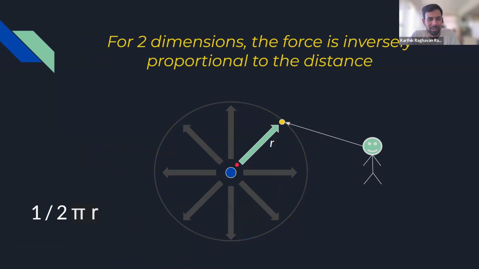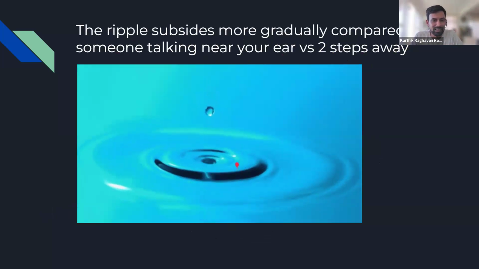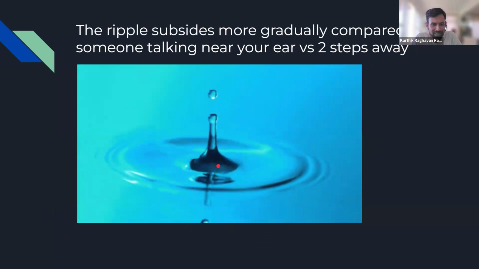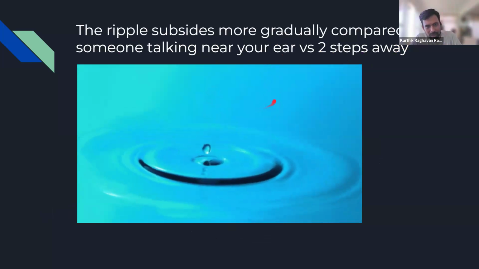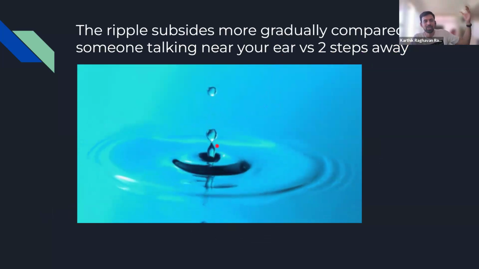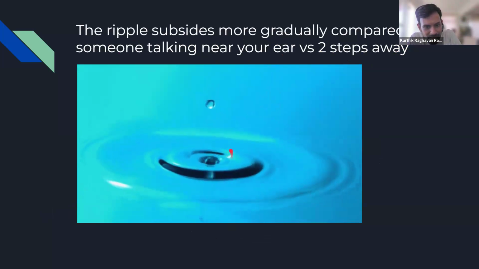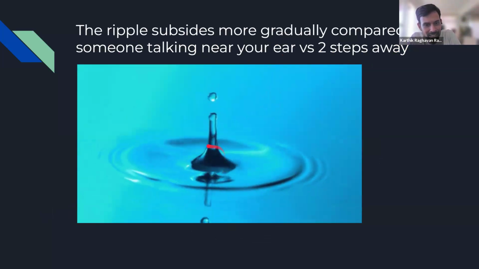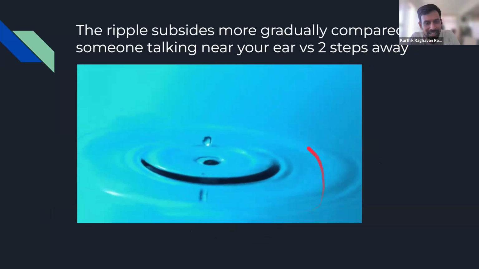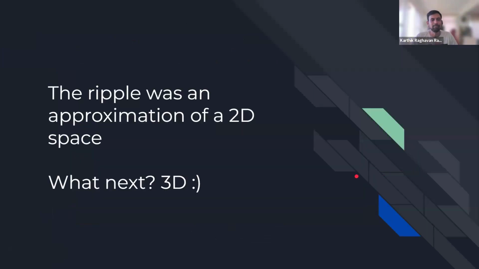So if I were to generalize this, even without thinking about circles and all of that, if I just know the source and the distance from it, I know that the force I'm going to get is maybe 1 by 2 pi r times the original force or something like that, right? Now coming back to the original picture, the ripple subsides more gradually compared to someone talking near your ear versus 2 steps away, because the force of the ripple is spreading over these larger and larger 2 pi r circles, right?